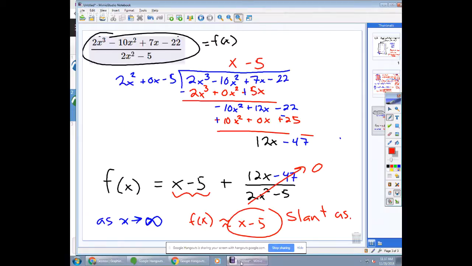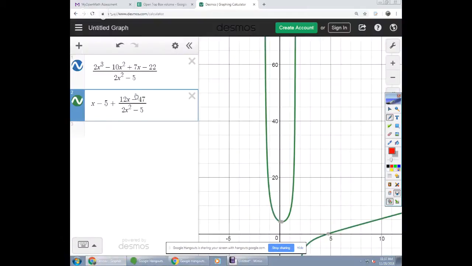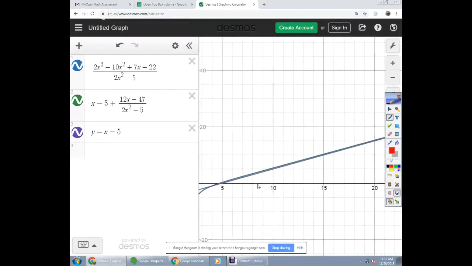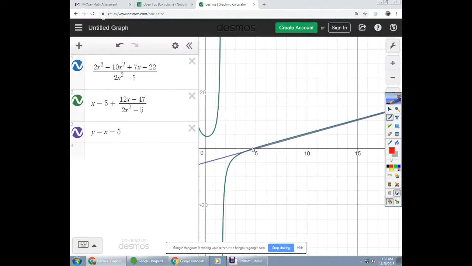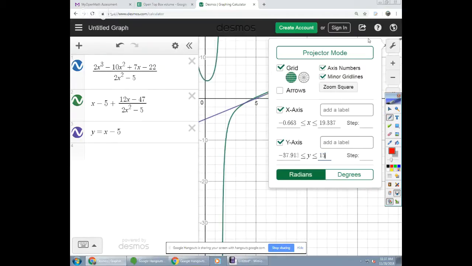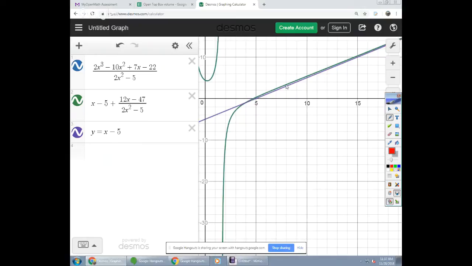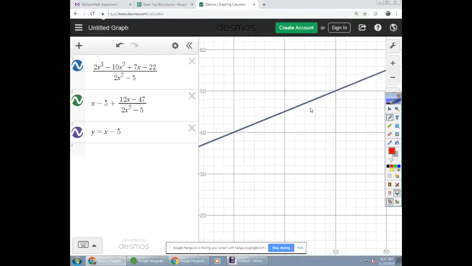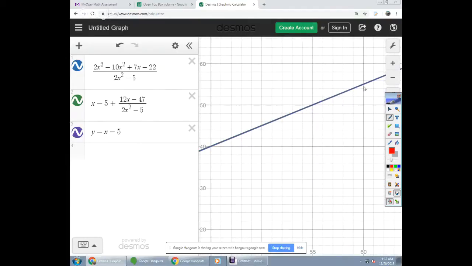So we can double check that on the graph also. Back to Desmos, I'm going to graph now y equals x minus 5. And notice this function is crossing if you zoom in. It goes up above its asymptote there. Let's try 15. Yeah, so you can see it goes over it, but then it's going to hug it from above and zoom in on it. It's not going to cross again, but it does cross once.